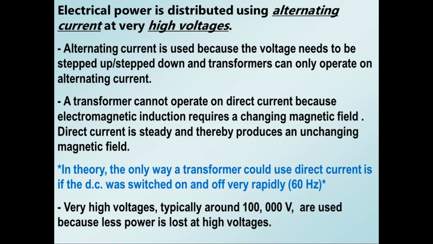And why is electricity transmitted at very high voltages, normally around 100,000 volts? As we previously saw in the example, it's because of power loss. Very little power is lost at high voltages.